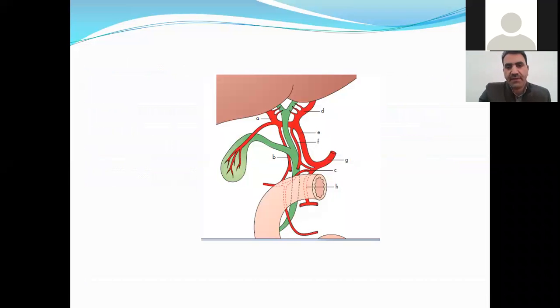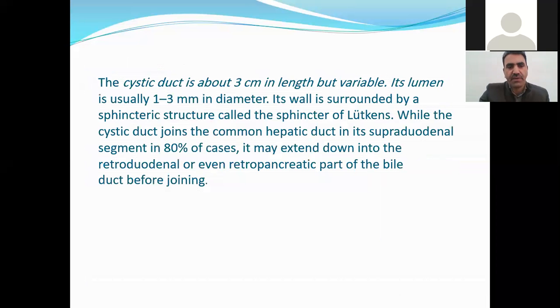This is a picture of the gallbladder that shows its blood supply and the cystic duct. The cystic duct is about 3 cm in length, but it's variable. So, the length of each one is 1.5 cm, 1 cm. Okay, it is within normal. Its lumen is usually about 1 to 3 millimeter, meaning the diameter is 1 to 3 millimeter. Above this we can say dilated. Its wall is surrounded by a sphincter structure called the sphincter of Lütkens.